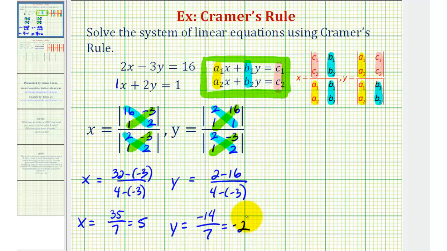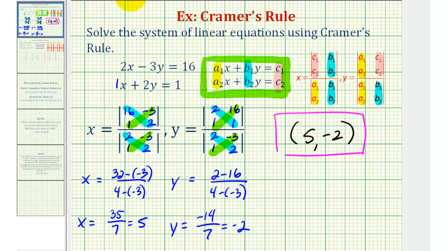negative 2. So we can see our system has one solution, where the x value is positive 5 and the y value is negative 2. And because our system has one solution, we can say the system of equations is consistent and independent.